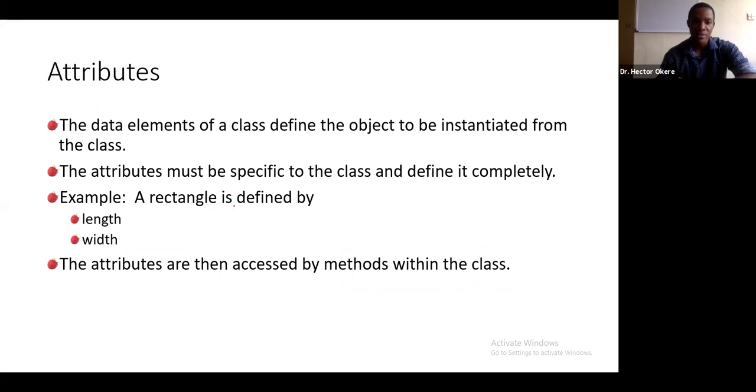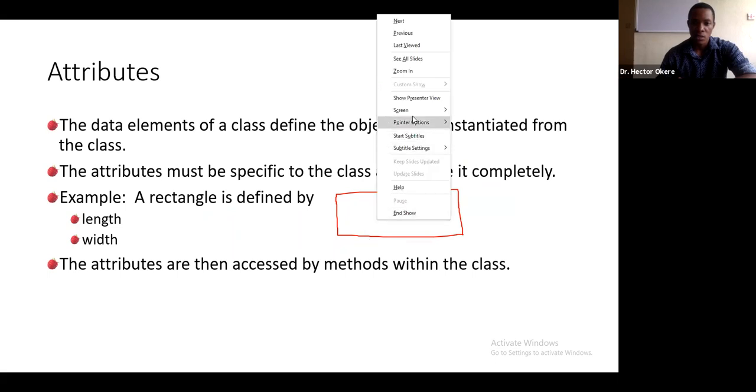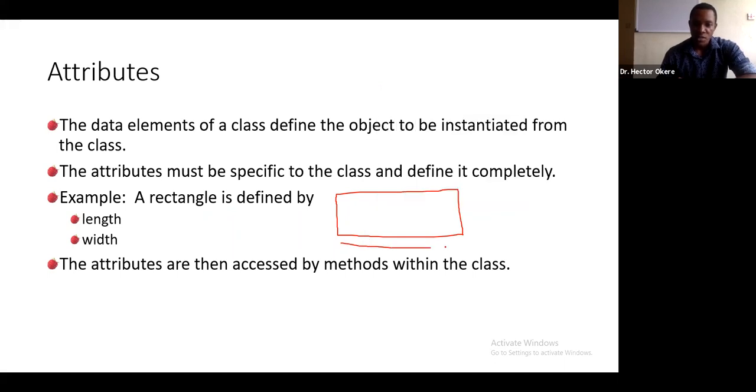Example, when you have a rectangle, what are the attributes of this rectangle? The first attribute is the breadth. And the next attribute is the length. These are the two most important details of a rectangle, length and breadth or width.